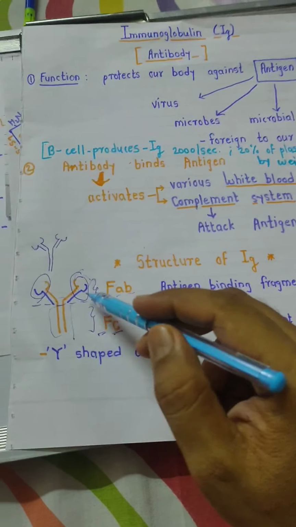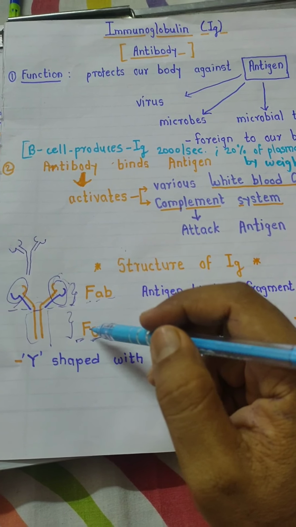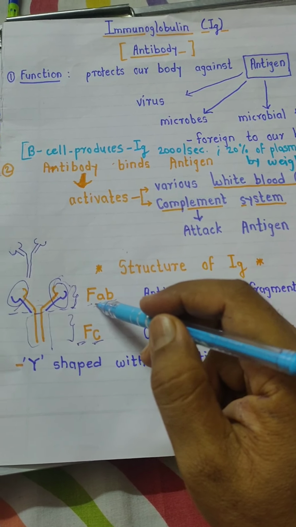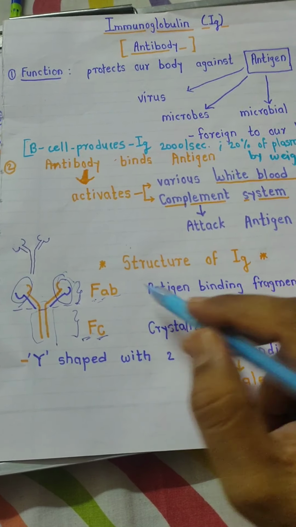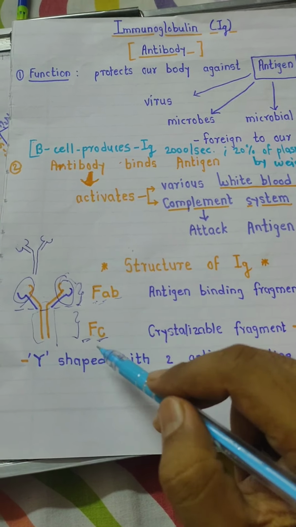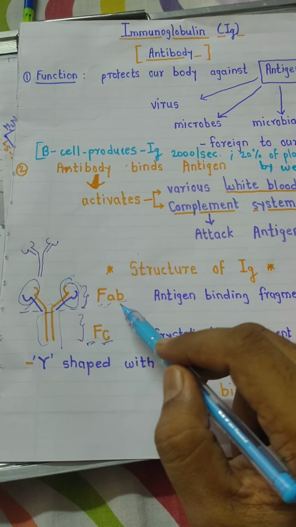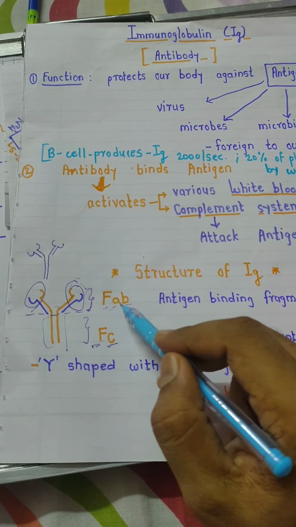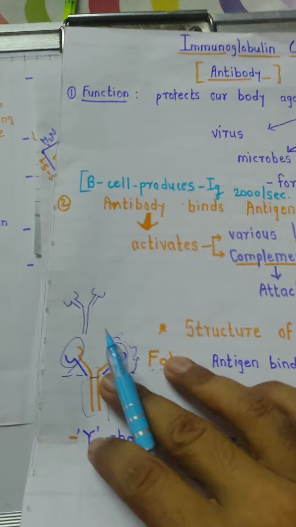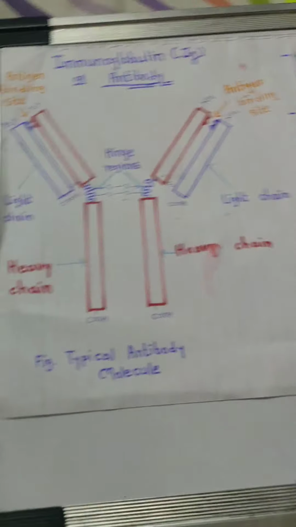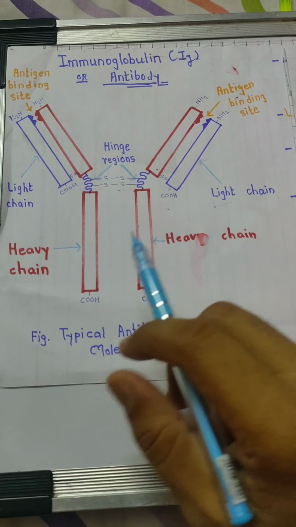So this structure is divided into two fragments, the FAB and FC. FAB is the antigen binding fragment, which binds to the antigen, and FC means crystallizable fragment. Look at this structure. This is the typical structure of antibody molecules.